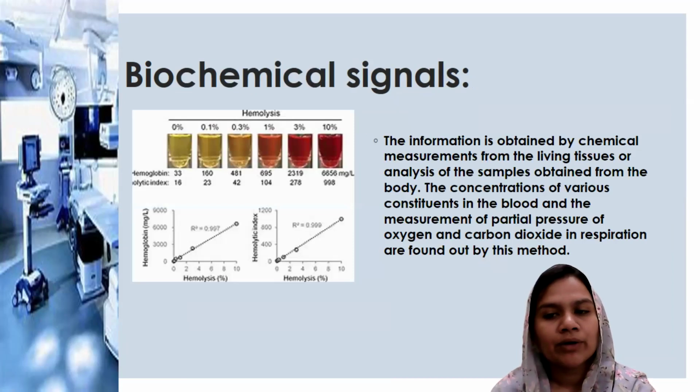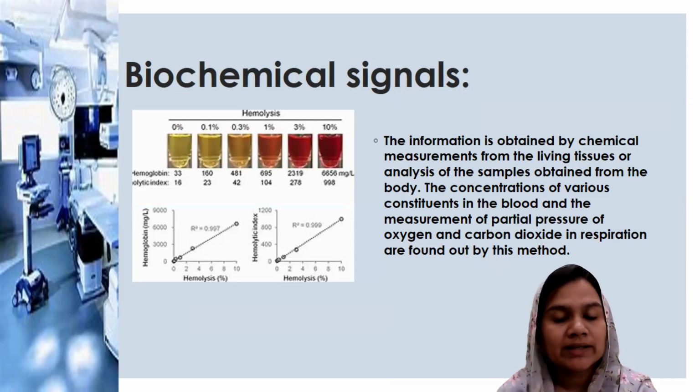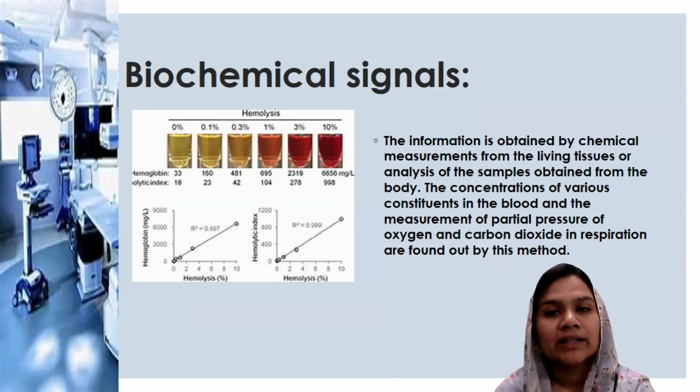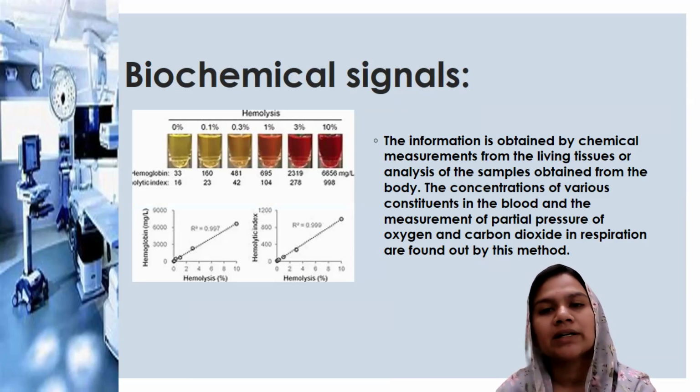The next one is biochemical signals. These are extracted from the levels of biochemicals present in live tissues, blood samples, and urine samples. The concentration of these various biochemicals shows the present condition of human health.